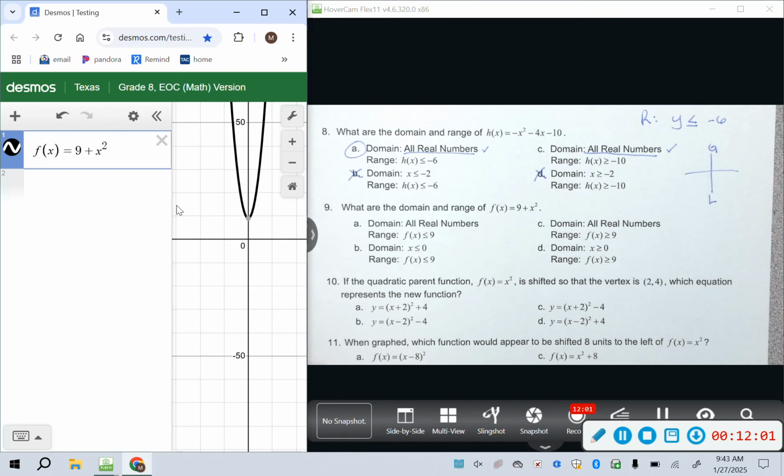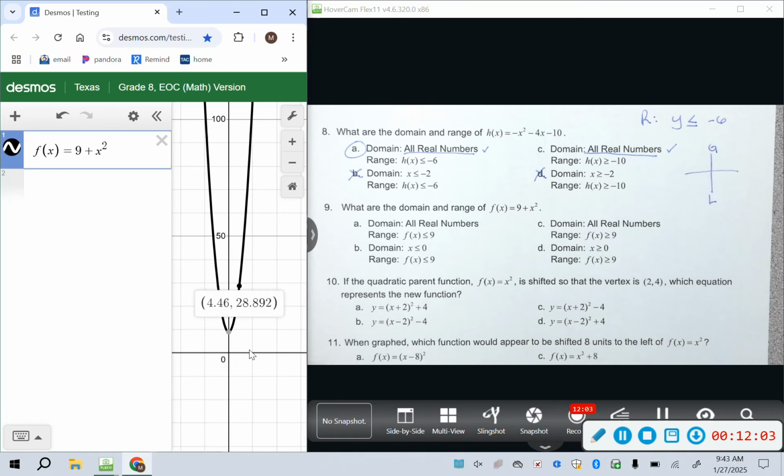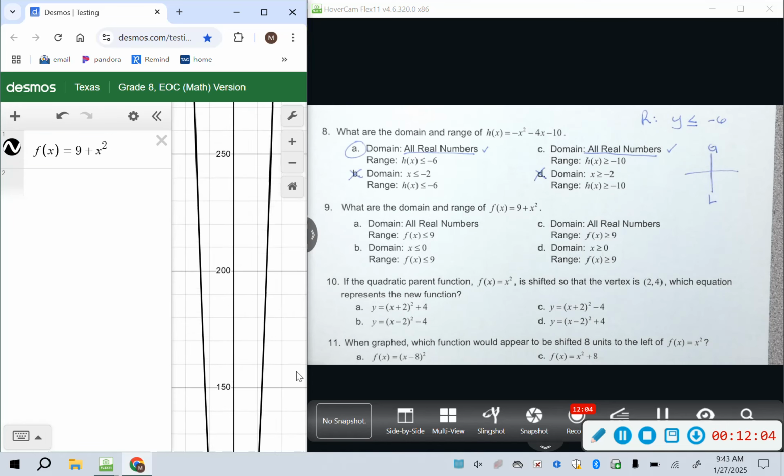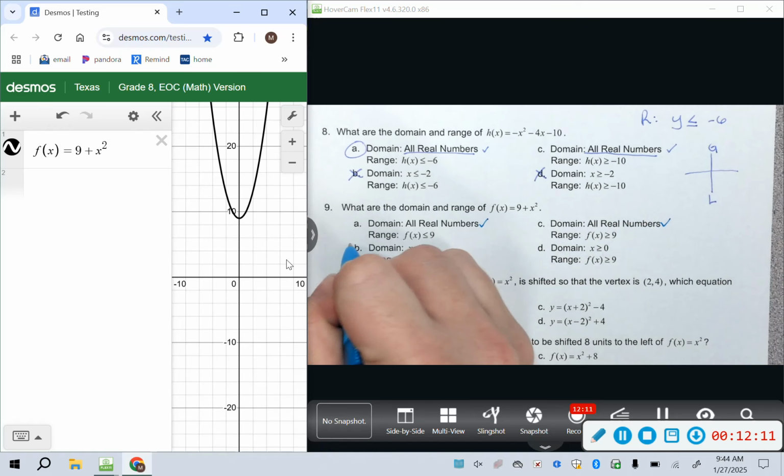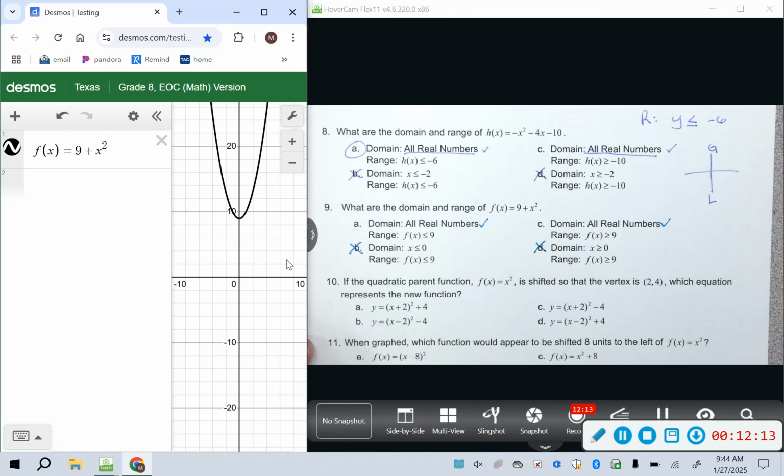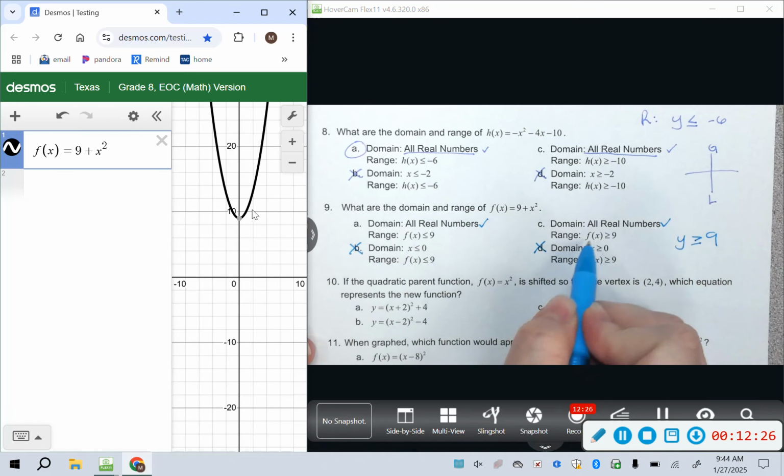Okay, here's my equation. Here's my graph. So again, I can scroll forever. It's going to keep getting wider and wider because my domain is all real numbers. So I know that this is right and this is right. So B and D again are not my answers. And then looking here, it's going up forever. So I know y is going to be greater than or equal to, and my number is 9. So this one says less than, this one says greater than, so C is my answer.